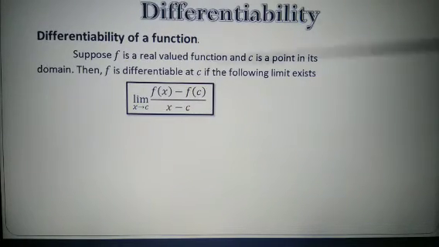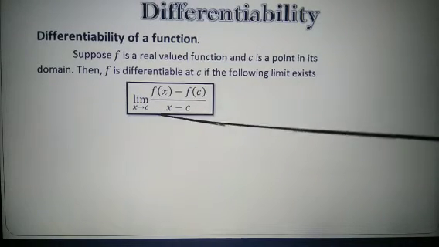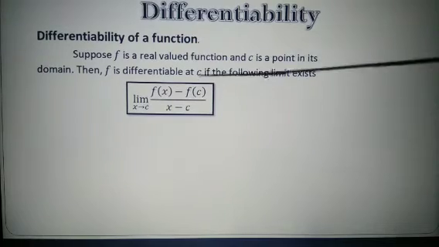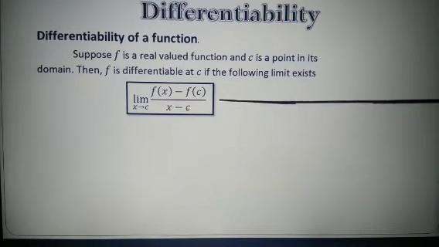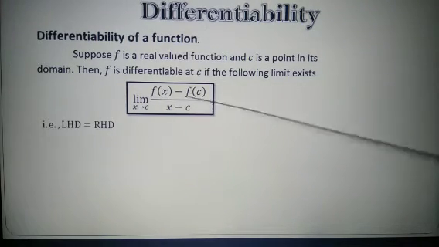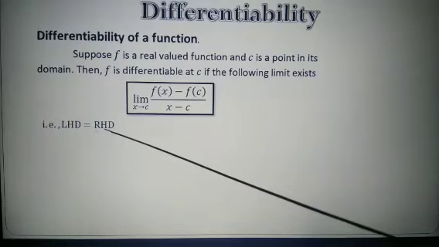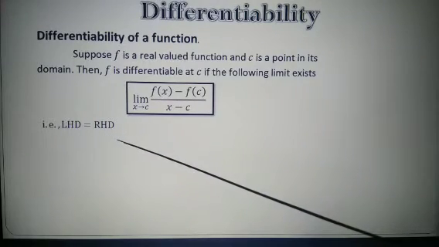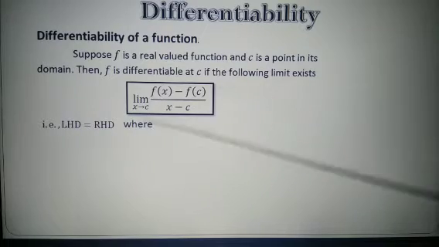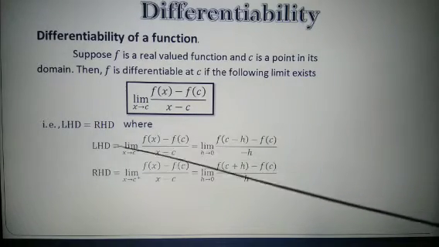Okay, now this limit exists means the left hand limit and right hand limit should be equal. Now in this case, instead of calling it left hand limit and right hand limit, I'm going to call it left hand derivative and right hand derivative. Okay, so this limit exists if left hand derivative is equal to right hand derivative. Now what's left hand derivative? Let us see what is my left hand derivative and right hand derivative.